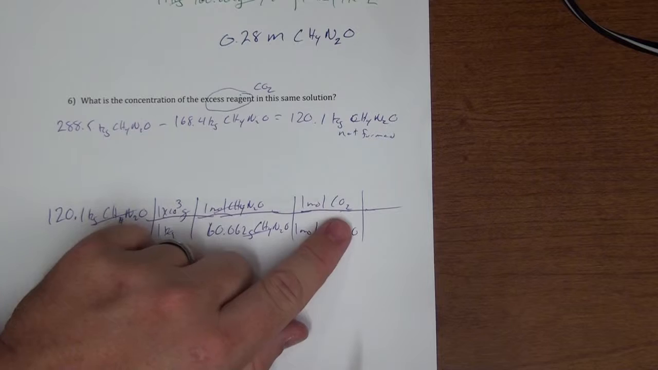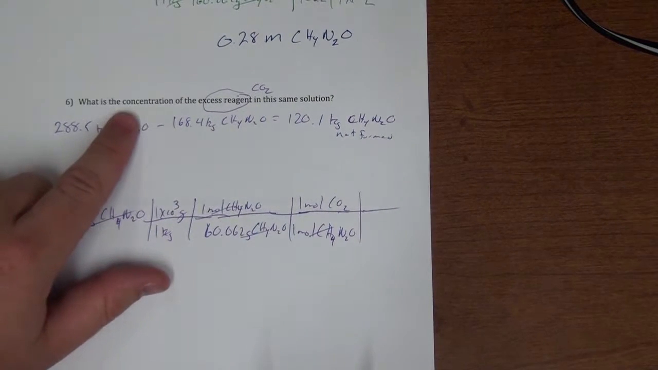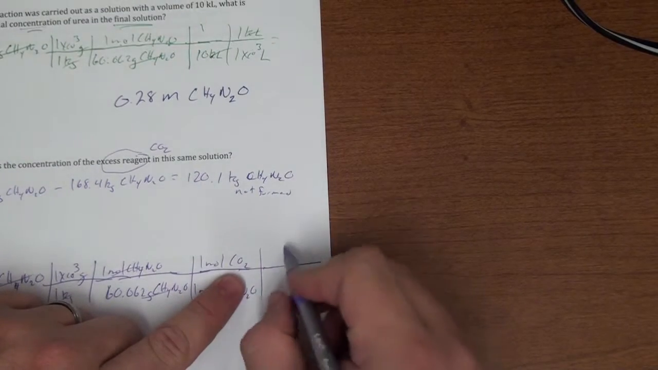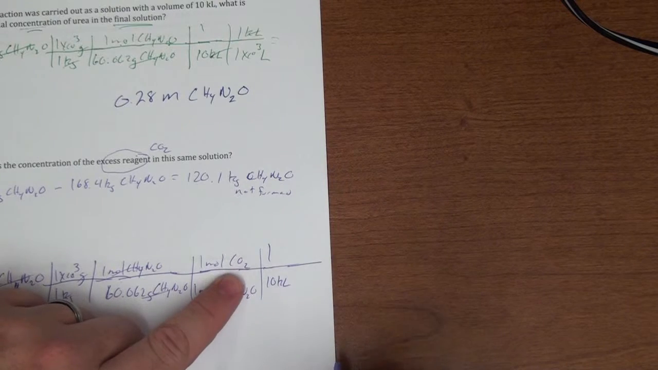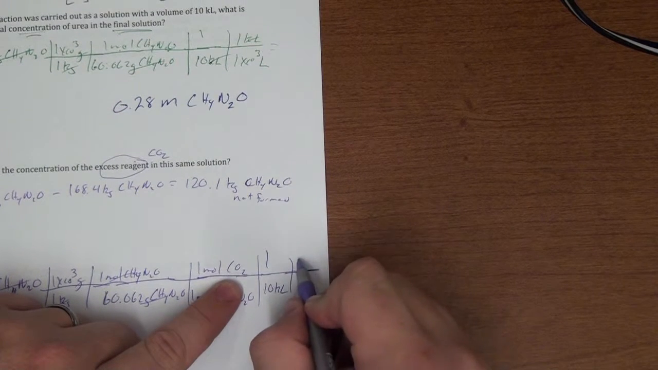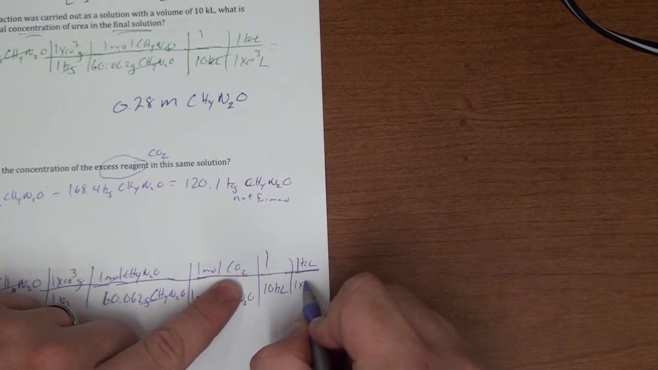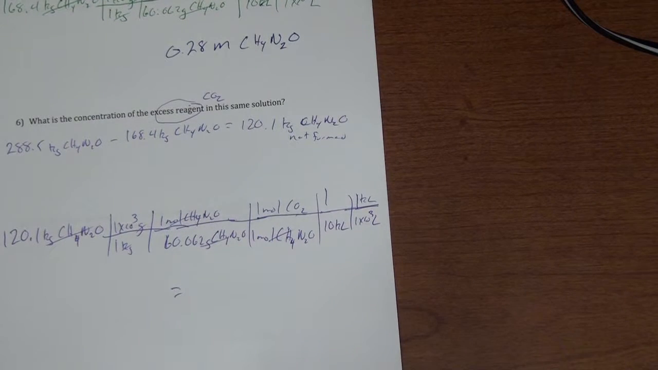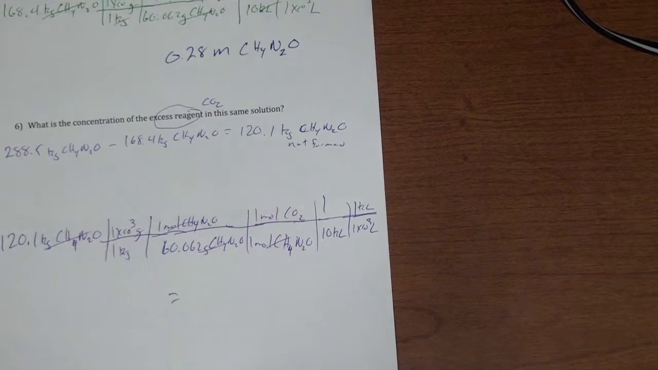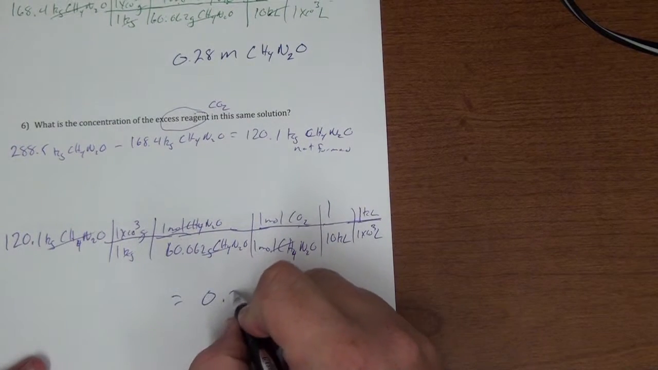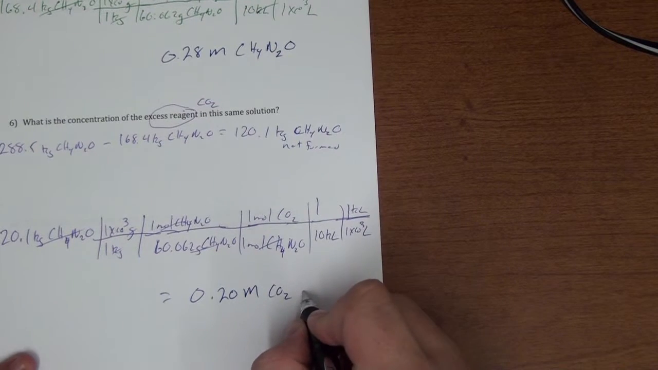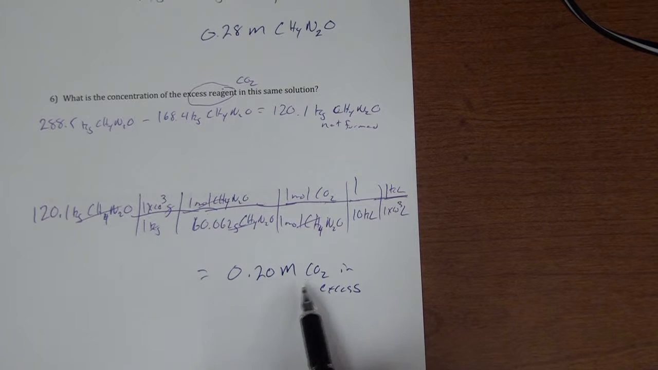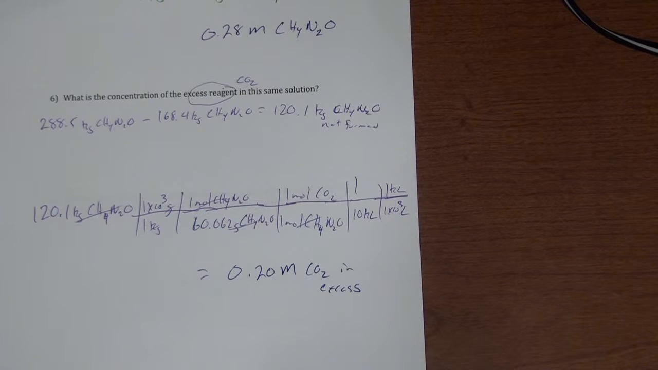At this point we can either go to grams, amount of excess, but we want a concentration. So we want moles per liter. So we're at moles. We're going to then divide by our volume. Again, we're going to convert it to liters to make it moles per liter. When we do this, again, based on this being two significant digits, we will find that we have 0.20 molar CO2 in excess. Right? So we have a concentration of 0.20 molar left of our carbon dioxide.